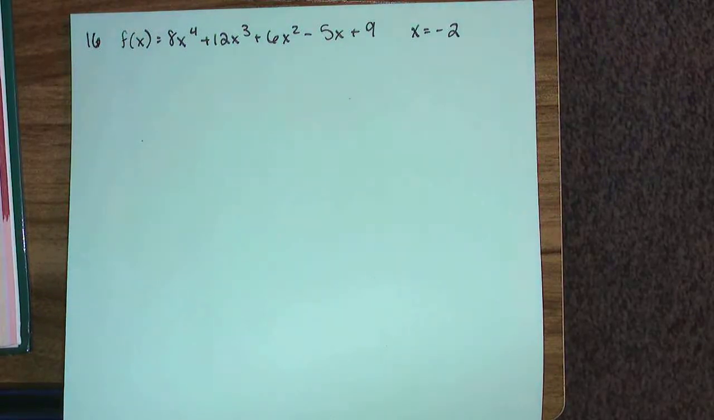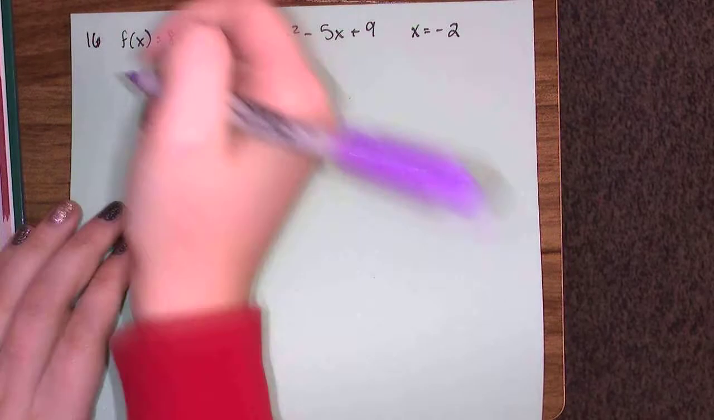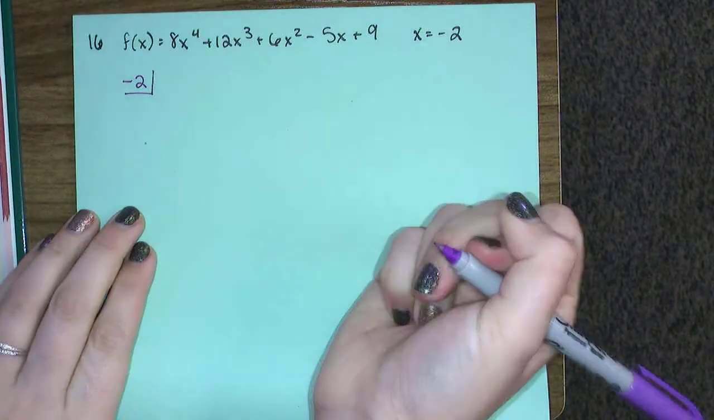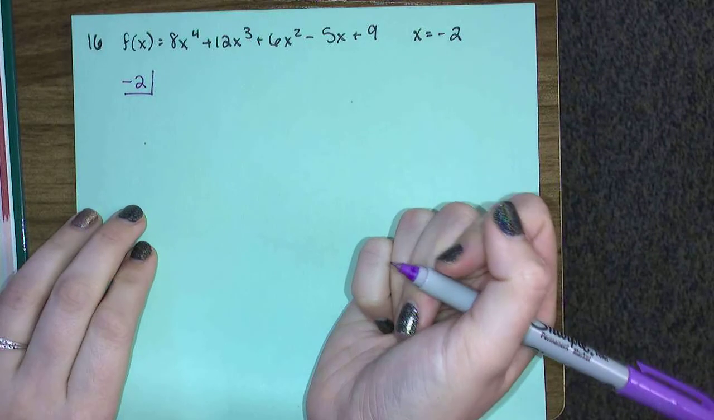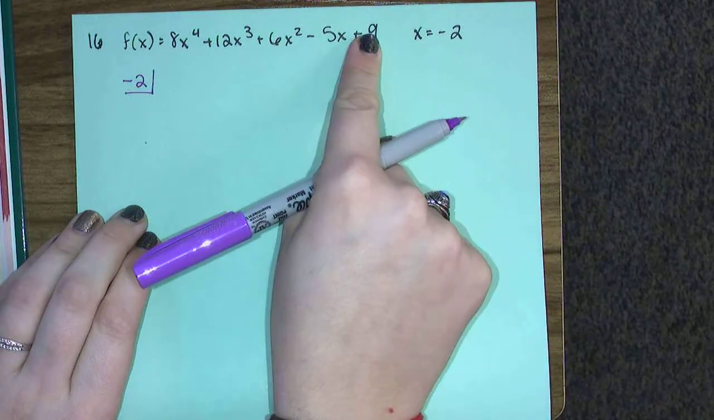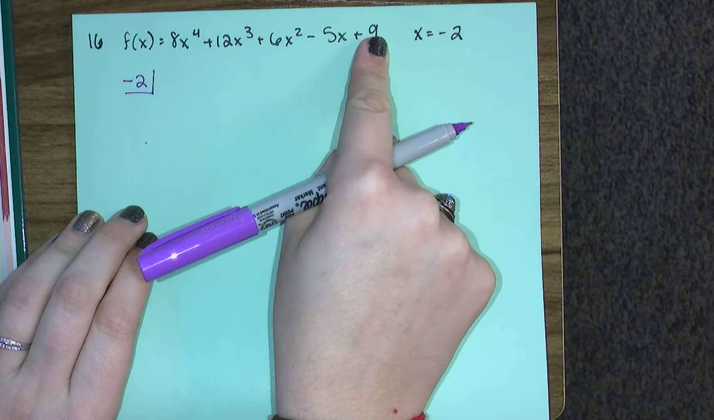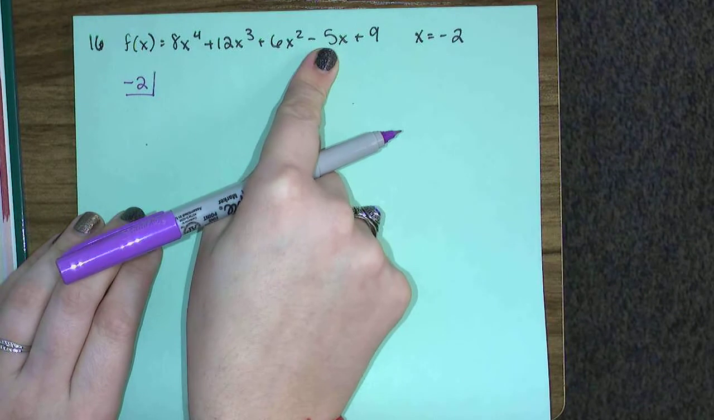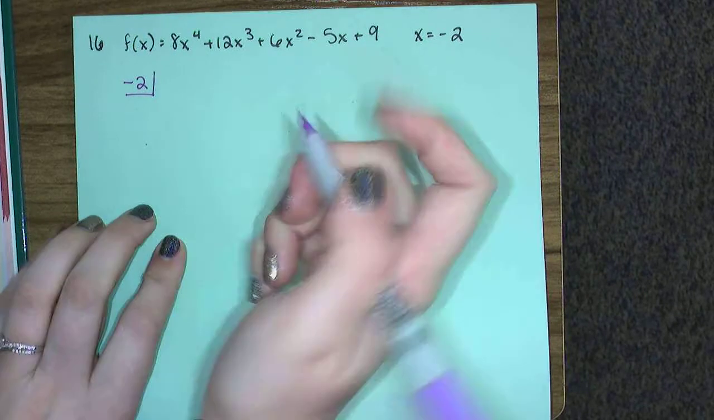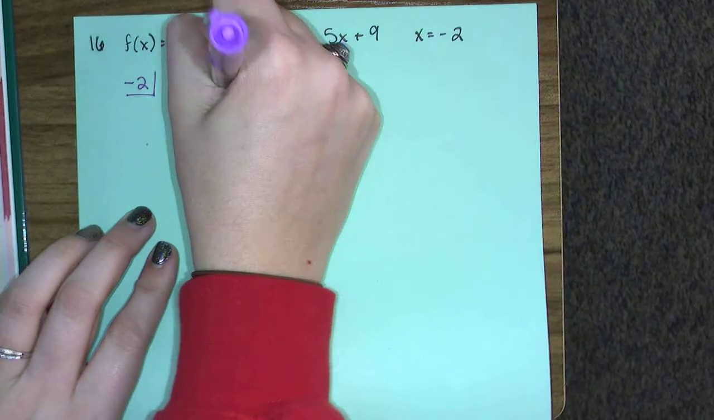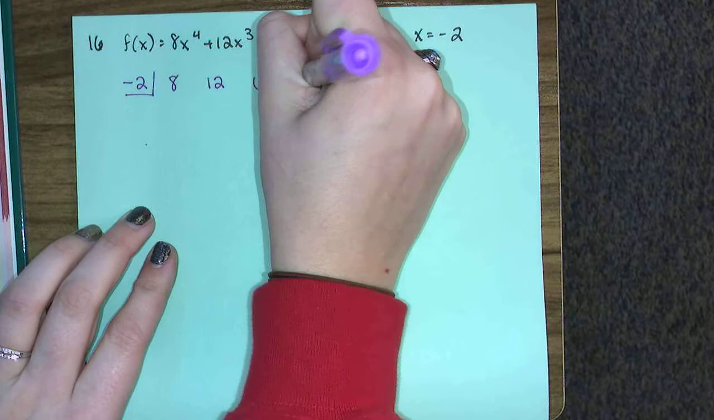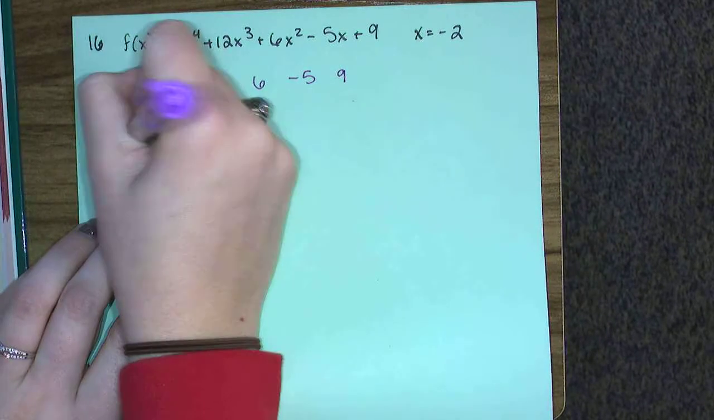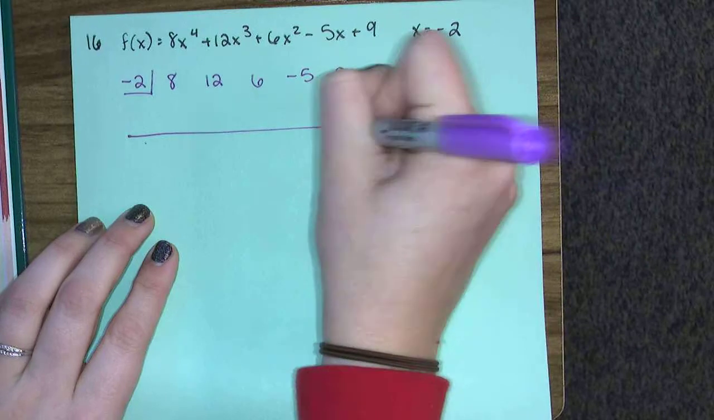The first thing I honestly do when I set up these problems is I write the negative 2 in the box first, and then I work my way across to write the other stuff down. So negative 2, and box it off. Am I missing any terms up here? No, so I don't have to worry about writing in any zeros. I'm just going to write the numbers with their signs. If it's negative, I'm writing the sign. If it's positive, I don't have to write it. So I'm going to write 8, 12, 6, negative 5, 9, and then I'm going to draw the bar across.